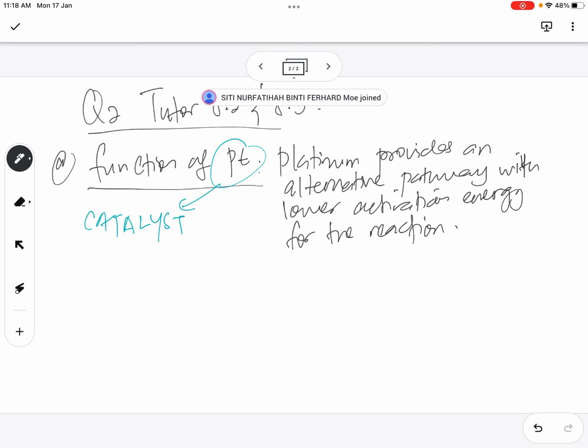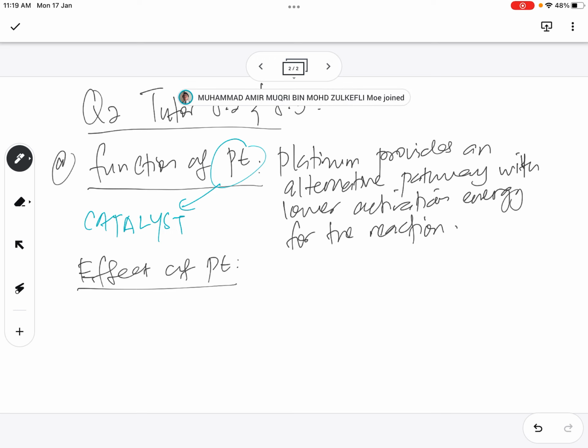Now the second part, explain how it gives effect on the rate of formation of H2 and I2. So you must tell the effect of platinum. How about the effect of platinum on the rate of formation of H2 and I2? What will happen? Any idea? Talk louder a bit. Higher, increases, correct. Rate of formation of H2 and I2 increases, correct.